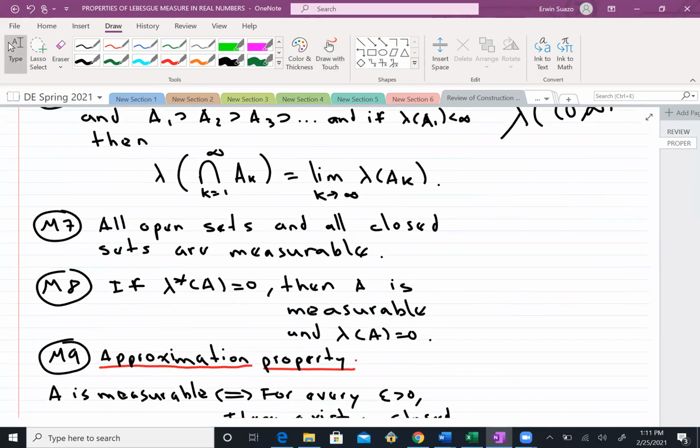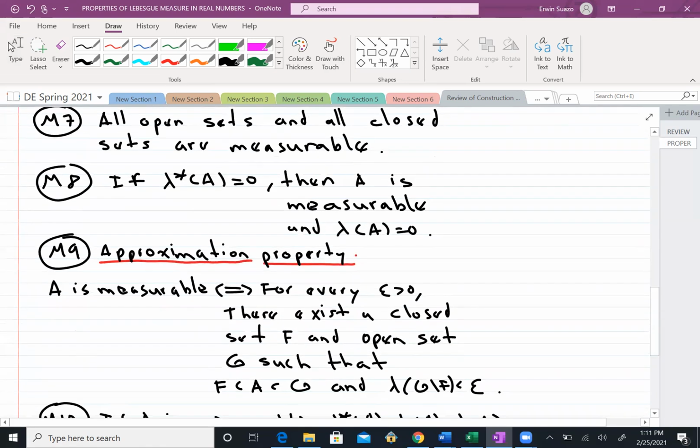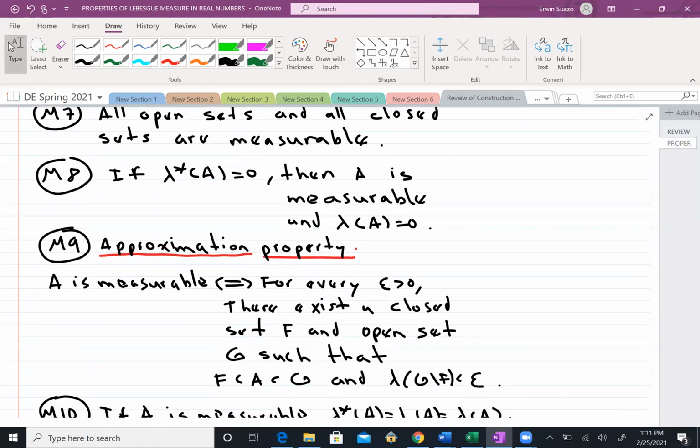Now, all open sets and all closed sets are measurable. That's why the Lebesgue measure is the one that most people use, because you want open and closed sets to be the good guys. Okay, because that's how you define continuity. You use open sets to define continuity. If the outer measure of A is equal to 0, then A is measurable and the Lebesgue measure of A equals 0.